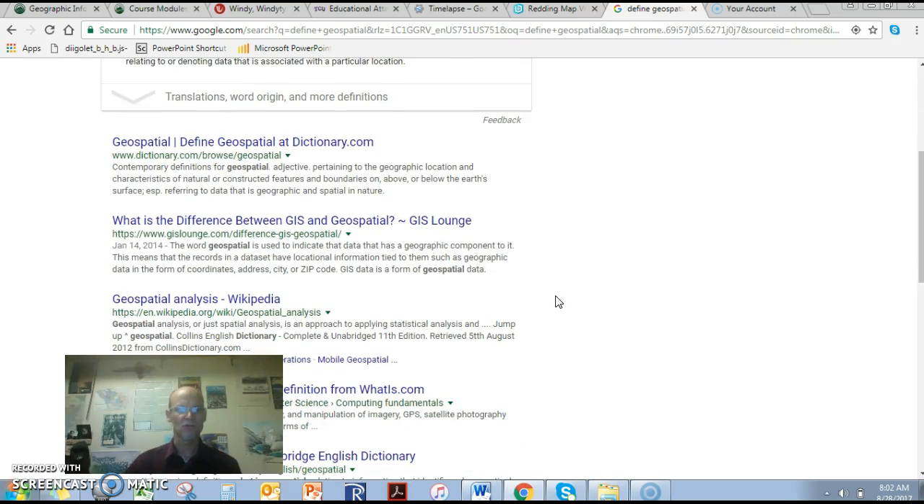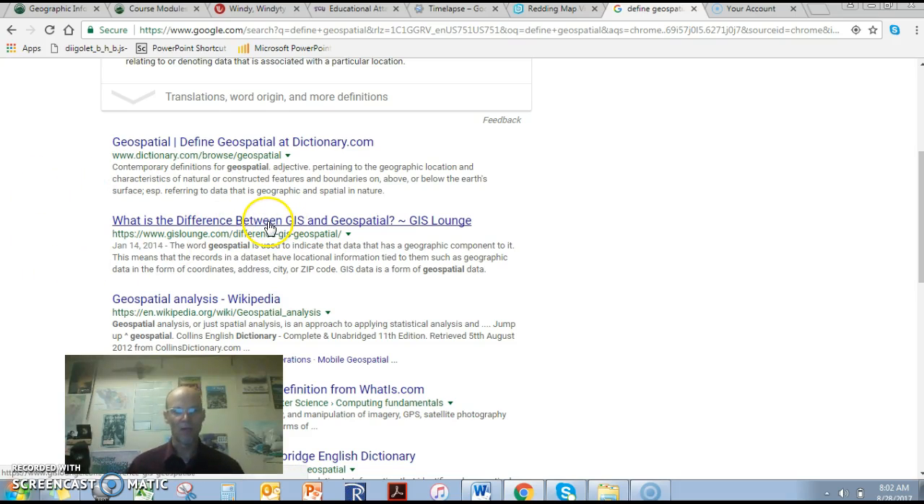Of course, we're interested in location here. I like this definition from dictionary.com. They say a contemporary definition for geospatial is pertaining to the geographic location and characteristics of natural or constructed features and boundaries on, above, or below the Earth's surface, especially referring to data that is geographic or spatial in nature. And of course, we're interested in the technologies that enable what we can do.